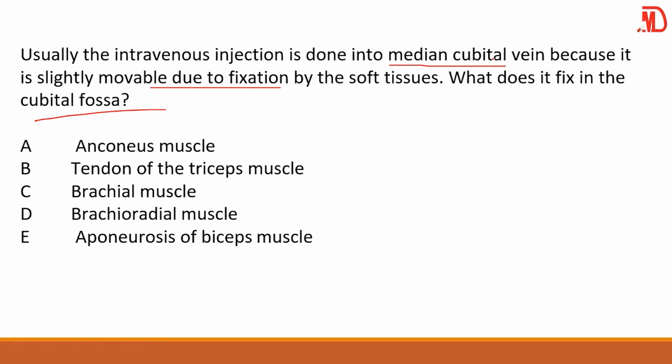So that's what we think about when we look at the cubital fossa. So again, you are looking at what? The aponeurosis of the biceps muscle. So here, your answer should be E, aponeurosis.